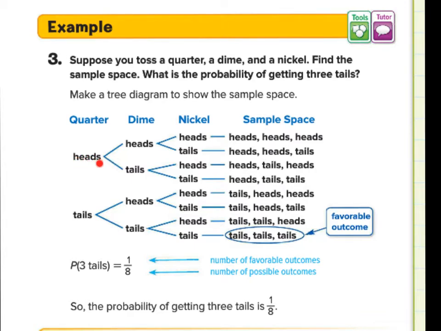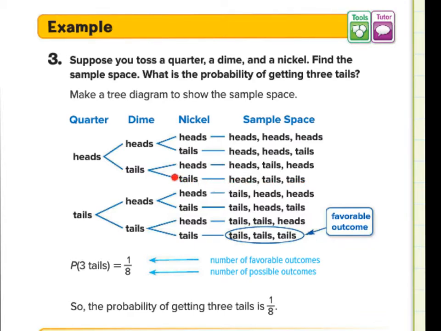If the quarter gets heads and the dime gets heads, the nickel gets heads. Heads, heads, heads. I could get heads and tails, you see? I could get heads, tails, and heads, or heads, tails, tails. You see that? Heads, tails, tails, right?